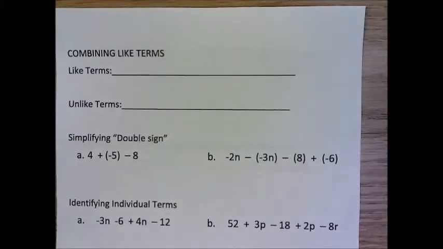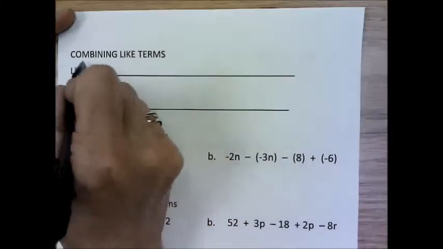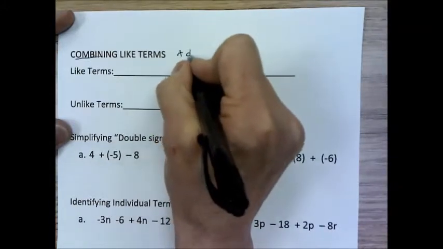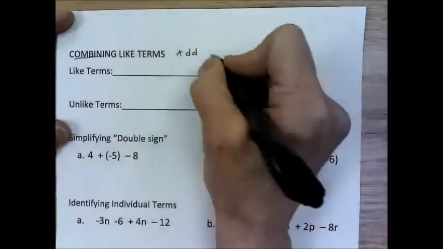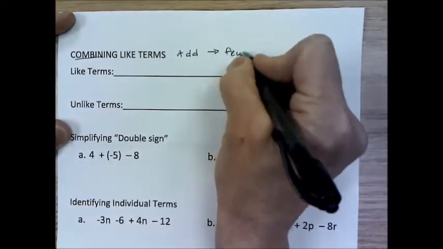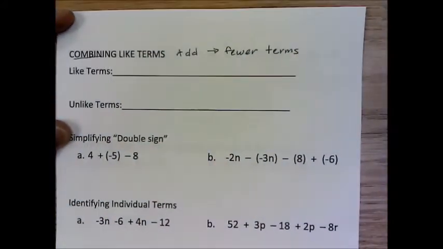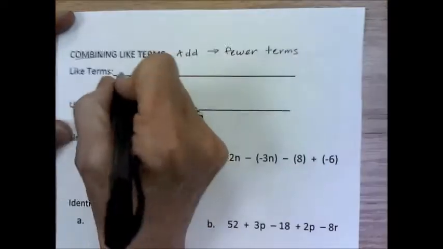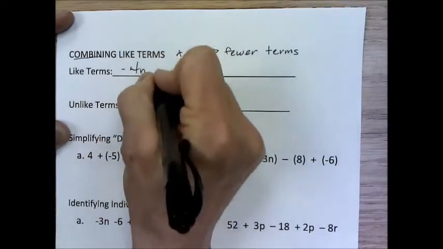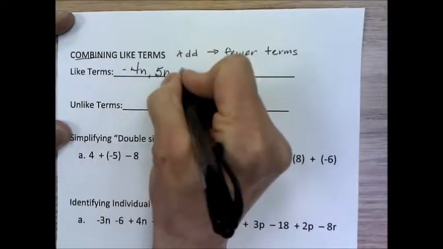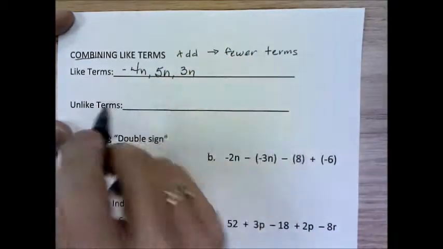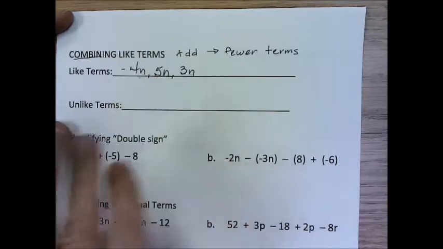Let's look at combining like terms. Combining just means we are going to add the terms together, and the intent is to end up with fewer terms. So, what does like term really mean? Like terms would be something like 4n, 5n, 3n, where we have the same variable.